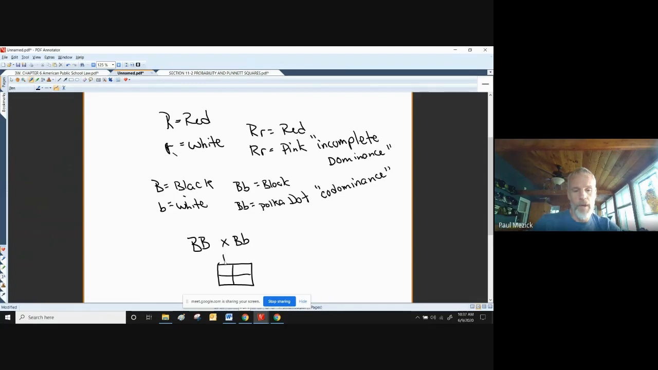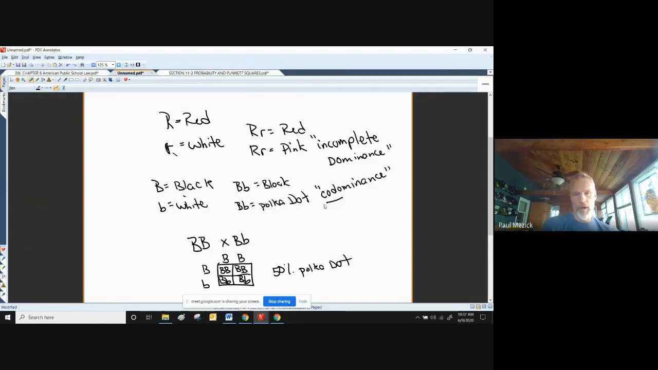and you would have your capital B for this one, and you'd have your capital B lowercase, capital lowercase, and so 50% would be polka dot because they would have the two, and we'd be told that they represent co-dominance.